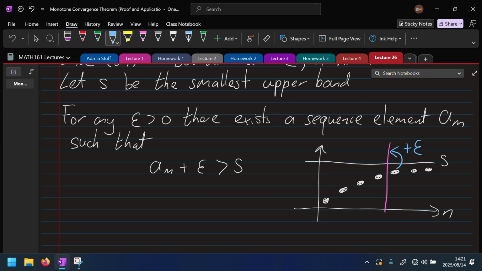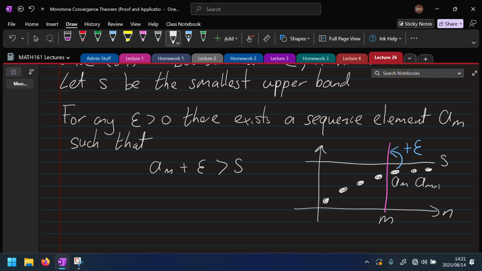So we know that these sequence elements are getting closer and closer to S, because that's the upper bound. So at some point, if I add any amount to it, it's going to go above that line, because it's getting closer and closer, never touching that line, like an asymptote. If I add an amount, it will then be above the line. Points like a_m. This first one will be a_m, and then the next one will be a_m plus 1.